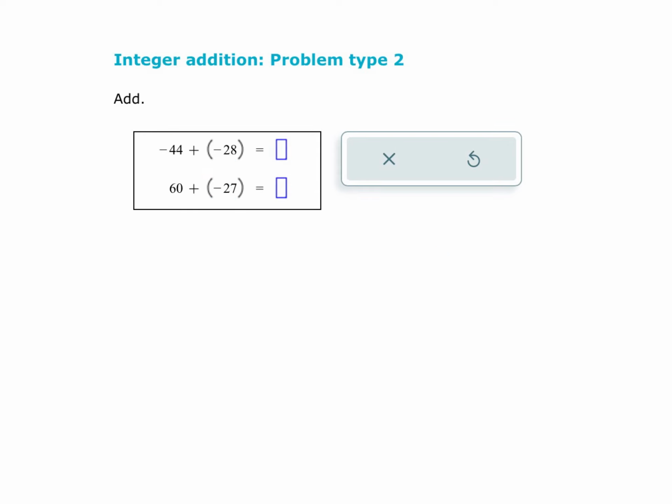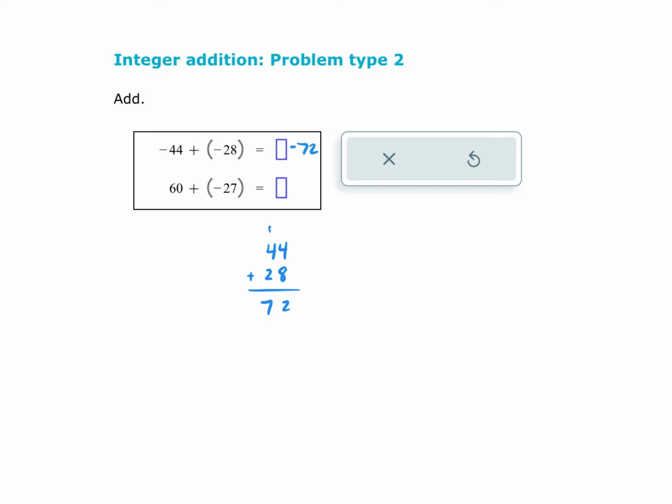Our first one here is negative 44 plus negative 28, and I don't see any canceling out going on. They're all just negatives that are combining. So I'm going to combine these negatives, 12, 4, 5, 6, 7, and I'm going to have 72 negatives.